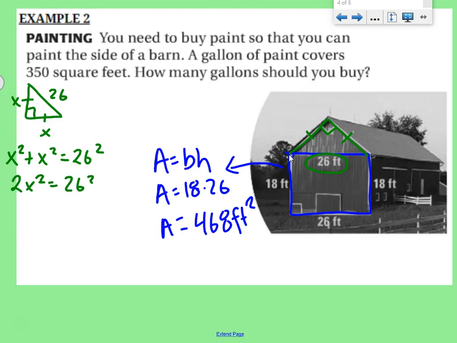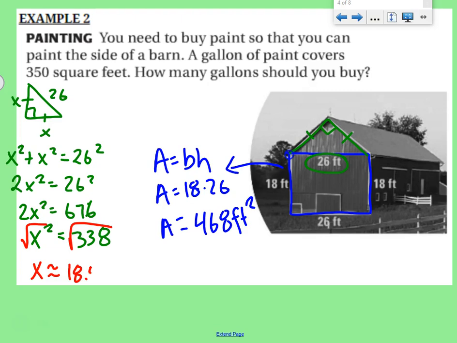26 squared is 676. We have 2x squared equals 676. Divide both sides by 2, we get x squared equals 338. And then we take the square root of both sides to get x by itself, and we get x is approximately 18.4. Now we have the base and the height of our triangle. So we can find the area of our triangle by doing 1/2 base times height.